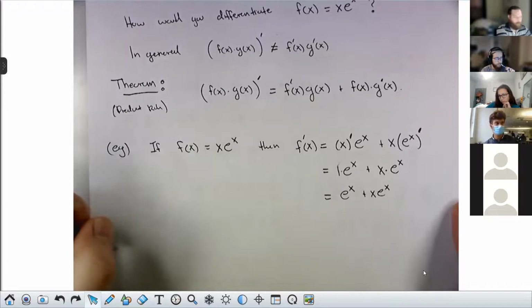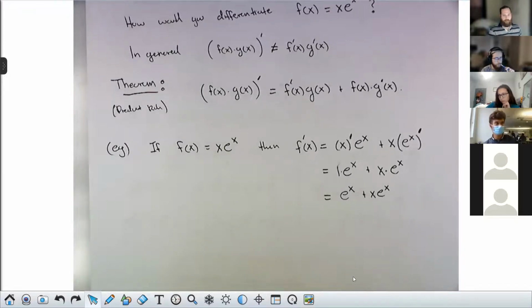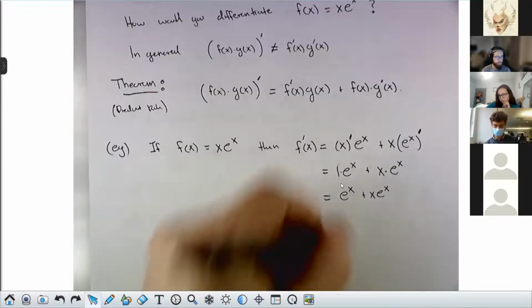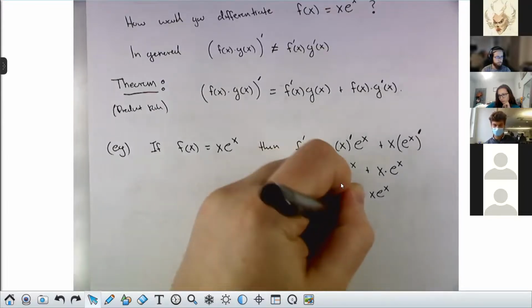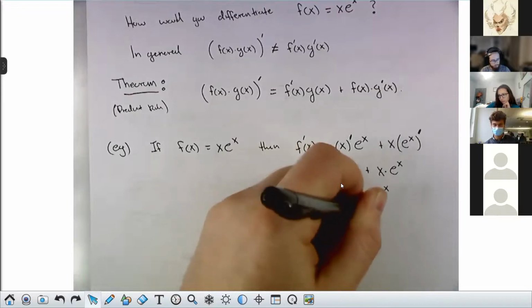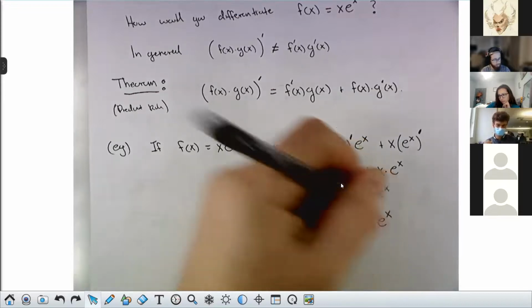I have a quick question. Yes, please. In an answer like this, would you also accept if we went a step further and took the e to the x out and then made it times 1 plus x, or is that just not necessary? Absolutely. No, that's very nice. Yeah, I like that. 1 plus x times e to the x like this.